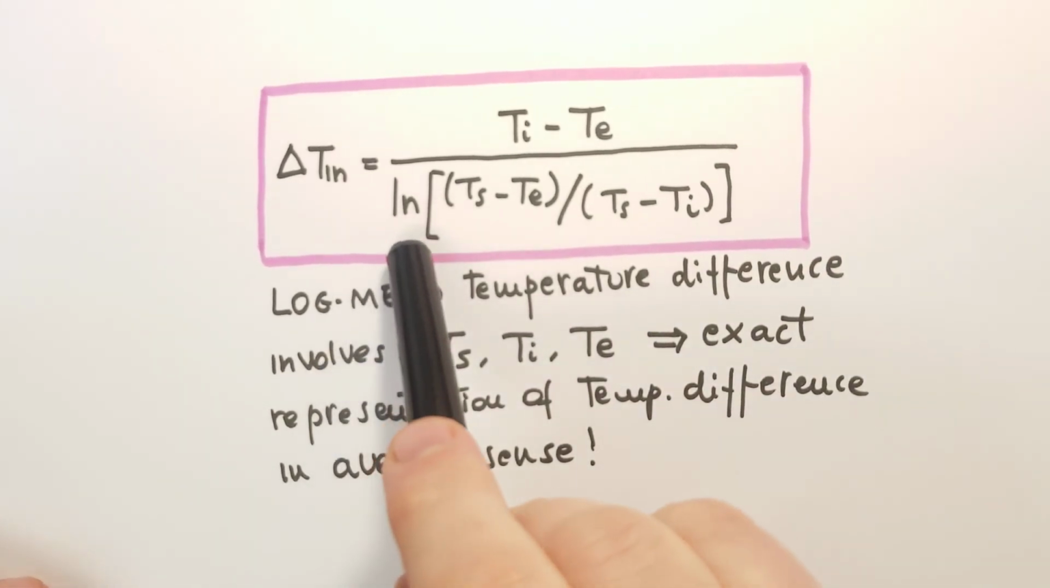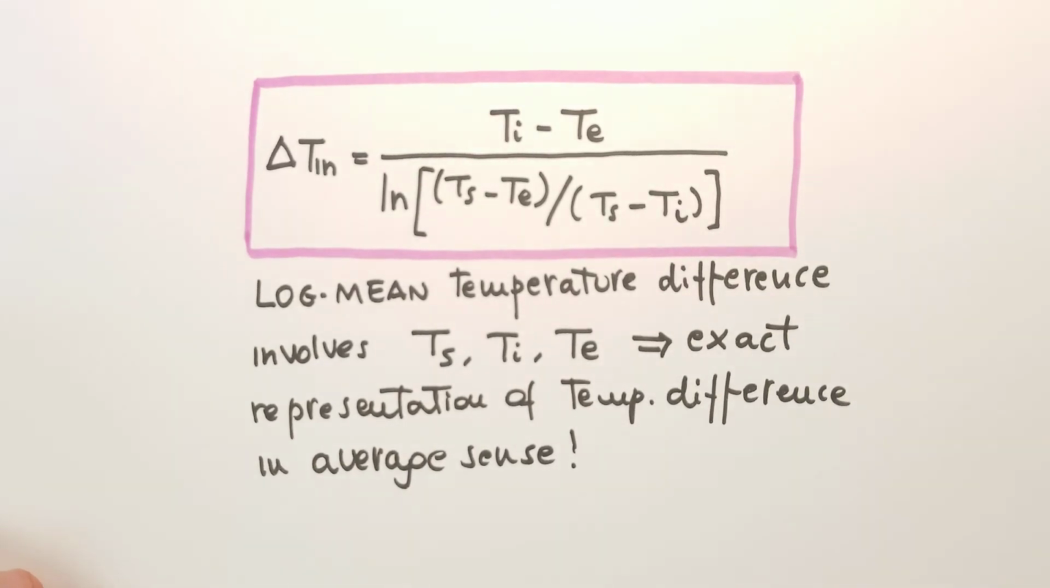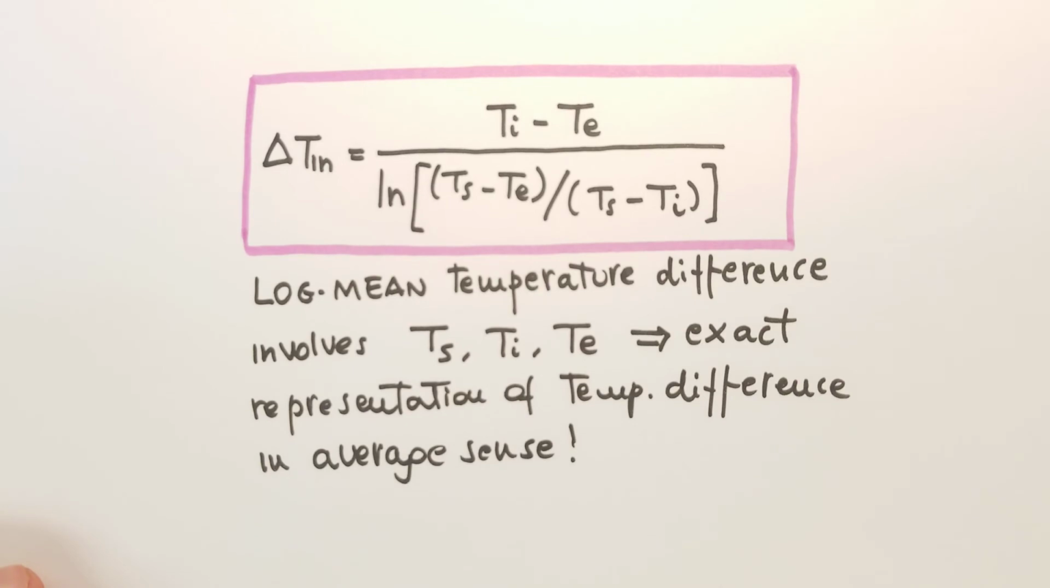At the bottom here, we have a log term of the ratio of these two temperature differences. This quantity is called the log mean temperature difference. You can see it involves Ts, Ti, Te. This is an exact representation of the temperature difference in an average sense, and it's much better than the algebraic difference that we saw before.